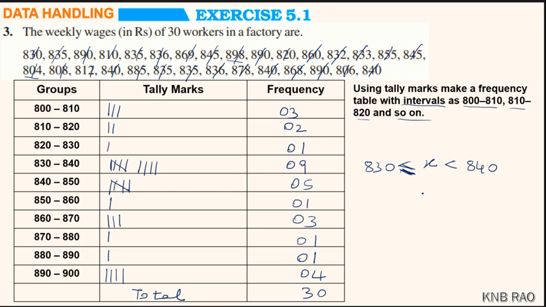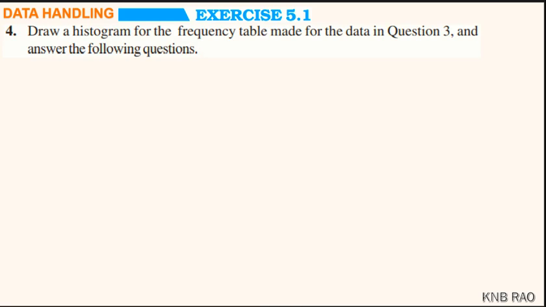Now let's go for question number 4, which is based on the same data as question number 3. What is this question number 4? Draw a histogram for the frequency table made for the data in question number 3. So what we made in question number 3 is to be taken, and we answer the following questions. So we have to draw a histogram for the frequency table made in question number 3. So what are the questions?